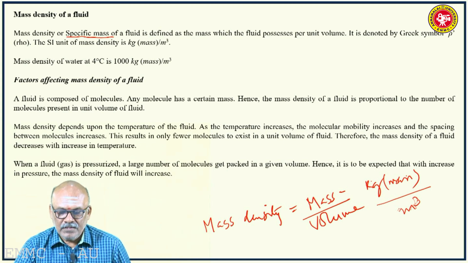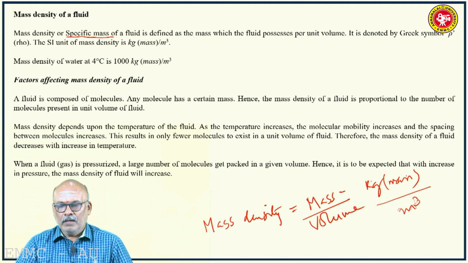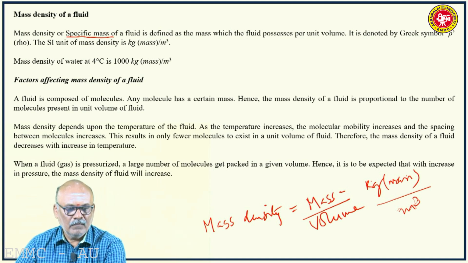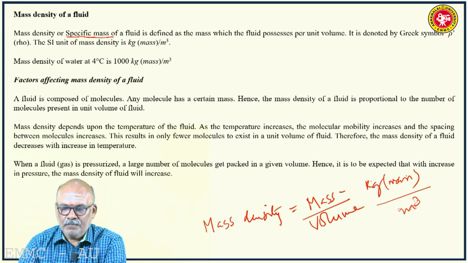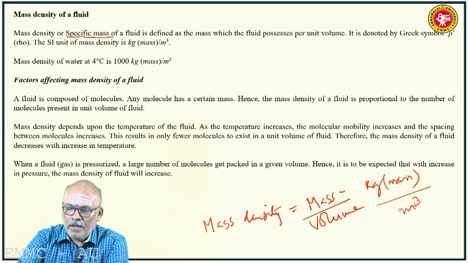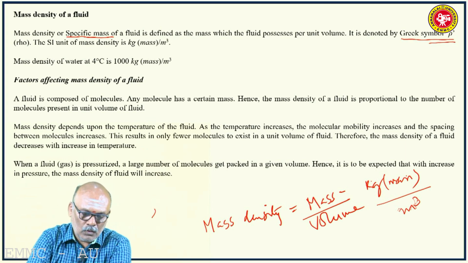So mass density is mass divided by volume. Kilogram mass per meter cube is the SI unit. And we always give a notation for each of these parameters which we will be using in the subject. So here mass density is denoted by the Greek symbol rho. The pronunciation is RHO, rho.